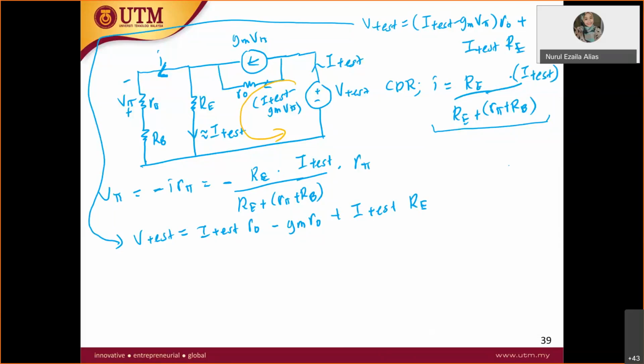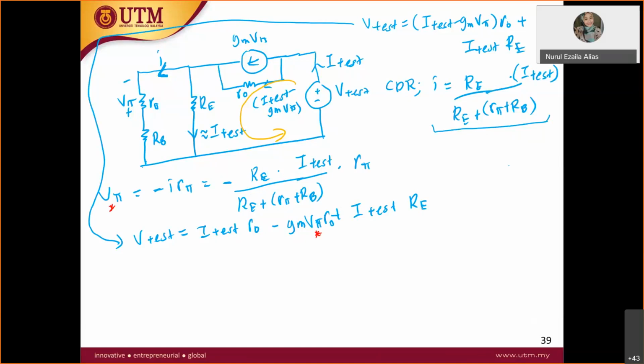Okay, so V test is equal to the I test R naught minus gm R naught, and then it is equal to gm V pi R naught plus I test RE. Sorry, I forgot to put gm V pi R naught here. So it is equal to the gm V pi R naught. Okay, so now you put everything here. The gm V pi, you have the equation here.